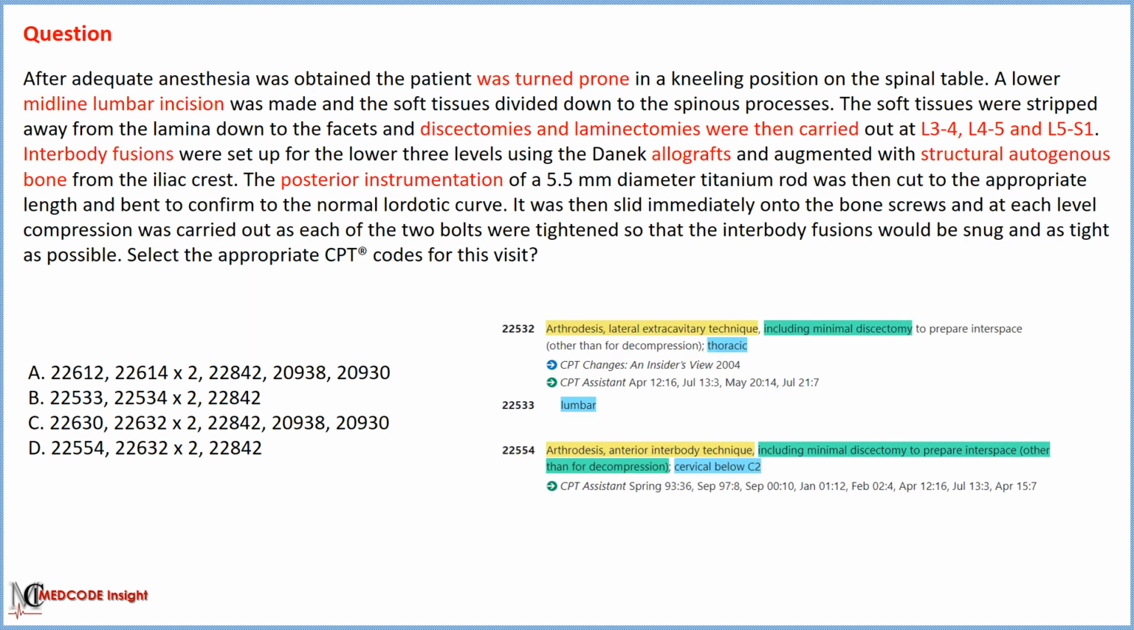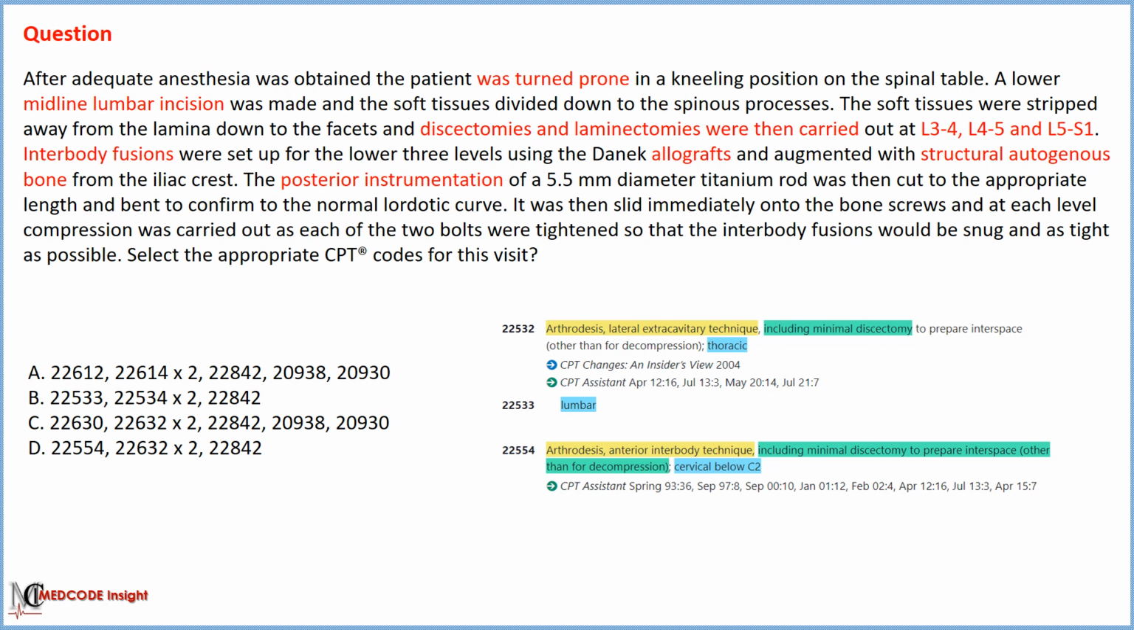In this scenario, the patient underwent discectomies and laminectomies at L3 to L4, L4 to L5, and L5 to S1 for interbody fusion procedure or arthrodesis utilizing allograft augmented with structural autogenous bone graft, followed by the application of the posterior instrumentation.